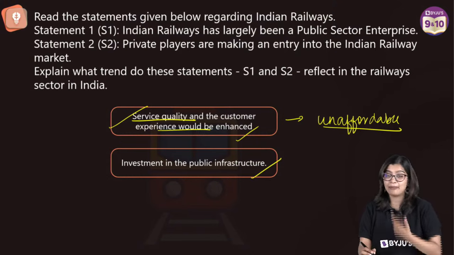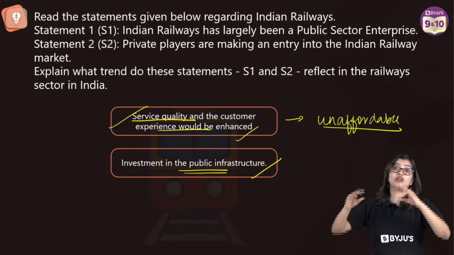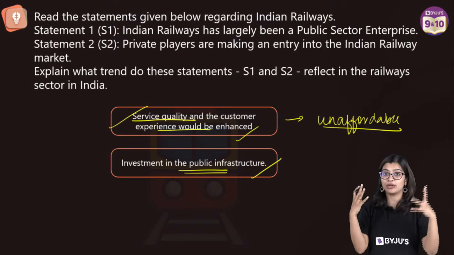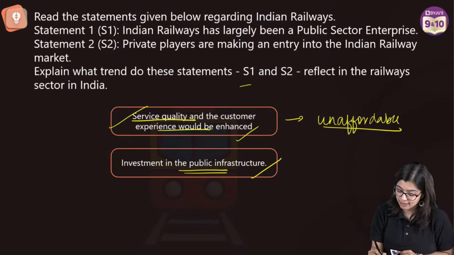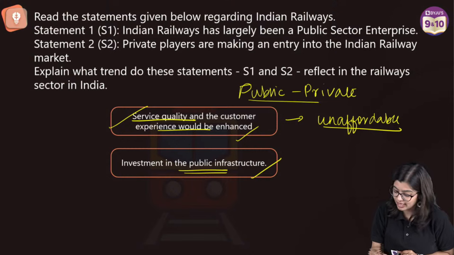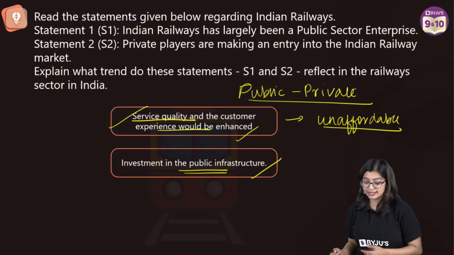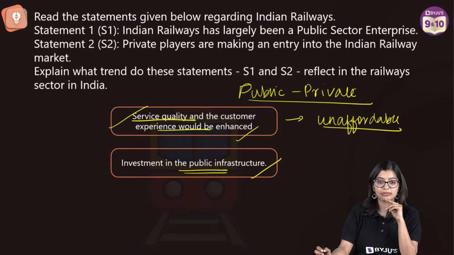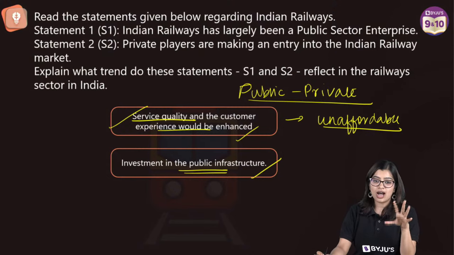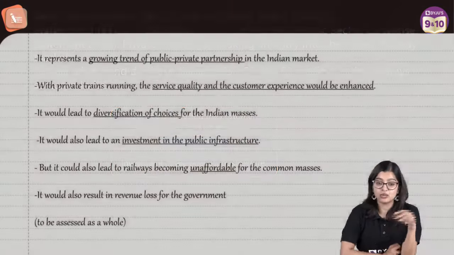But nonetheless, I am investing money in a public infrastructure. So from an overall point of view, I'm contributing to the growth of the national economy. How? Because there is a tie-up between a public and private organization, and profits that come in can be utilized for the public infrastructure. It also means there would be more employment opportunities. So are you clear with this? It was not very direct, but are you all clear?